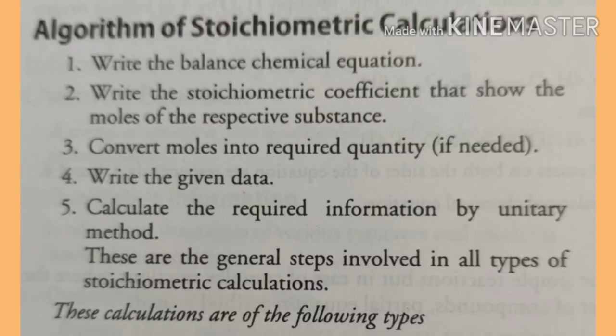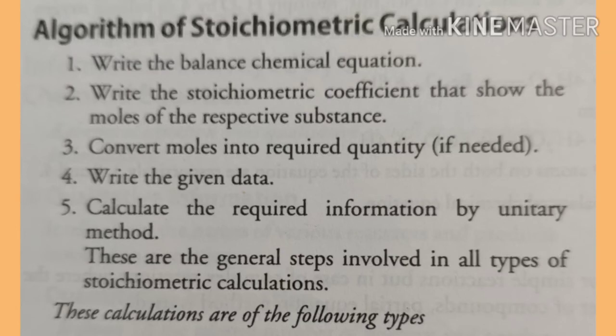And the fifth point is calculate the required information by the unitary method. I think you know about the unitary method. The simple unitary method is used for the calculation from the given information. So if the information is given, then we can find out the mass of the substance or the moles by using the unitary method. So these are the general steps involved in all types of stoichiometric calculation.